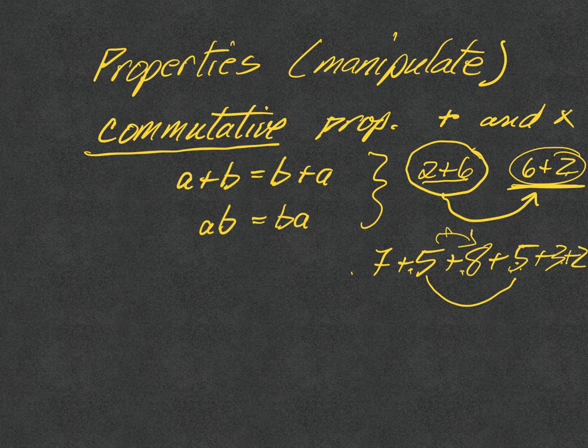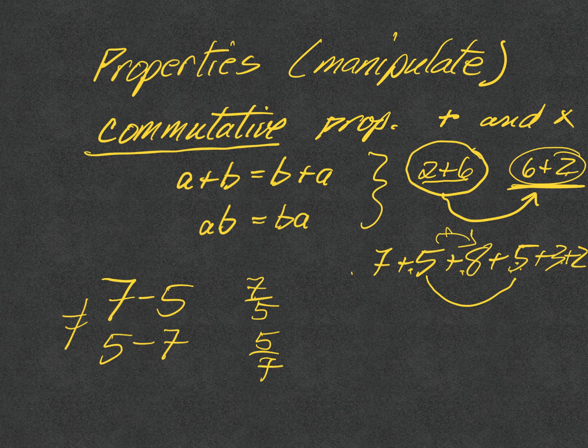Now, here's a point I want to make. If you do 7 minus 5 subtraction, notice 5 minus 7, these are not the same. They are not equal. So subtraction is not commutative. In the same way, division is not commutative. Okay? They're not the same thing when we just switch the order. This only works for addition and multiplication.